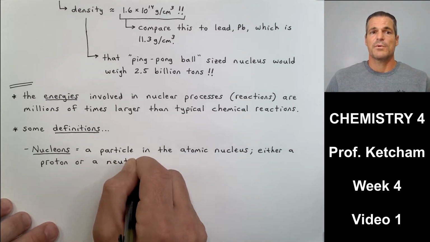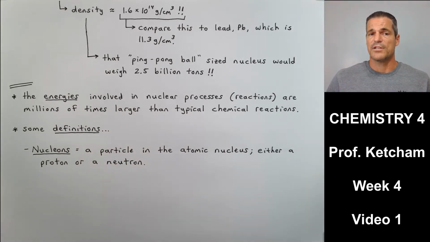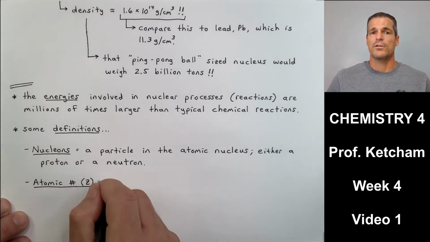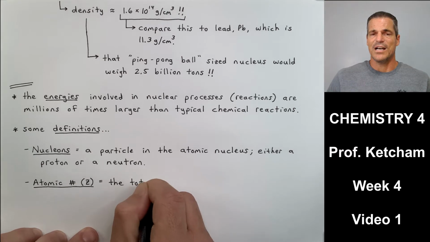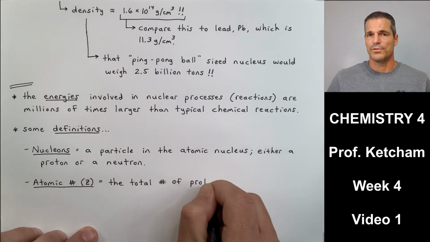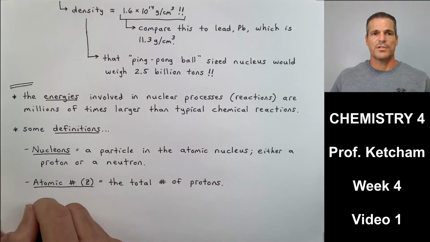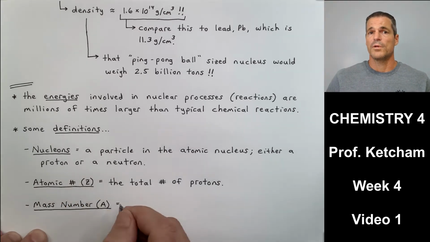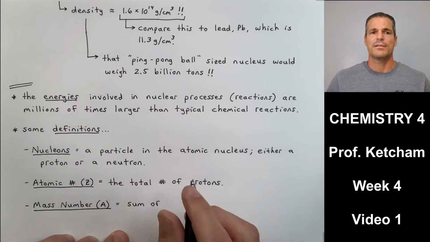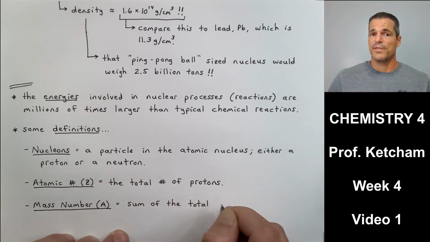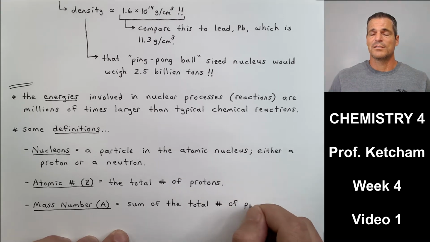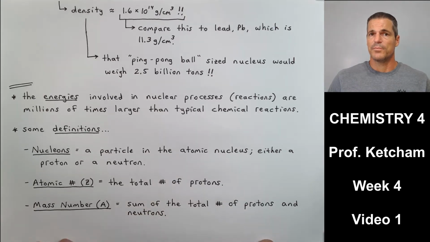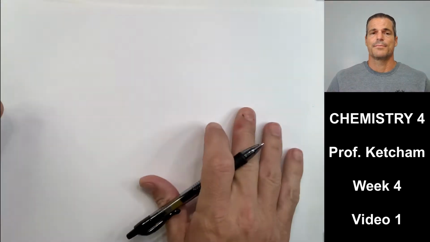Some new definitions that we're going to need in order to talk about these nuclear reactions. Nucleons, okay? A nucleon is a particle in the atomic nucleus. So a nucleon is either a proton or a neutron. A nucleon is just a proton or a neutron. Atomic number Z, we've heard of this before. This is the total number of protons in that atom or that element. Mass number A, we've heard of this before when talking about isotopes. There's a lot of isotopes in this chapter. Mass number A is the sum of the protons and neutrons together.